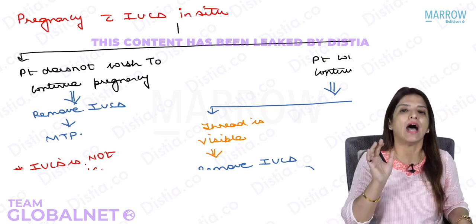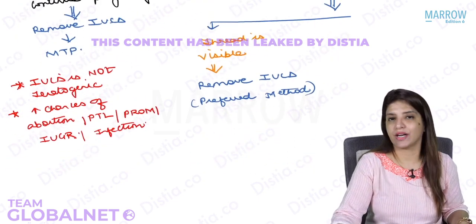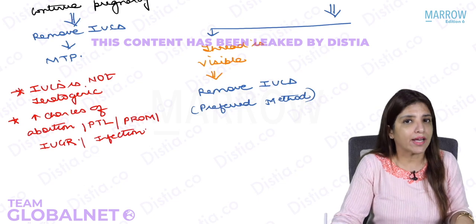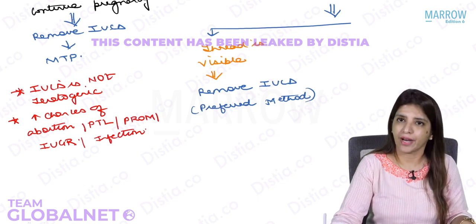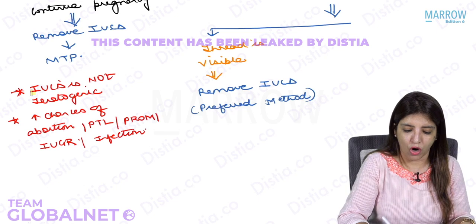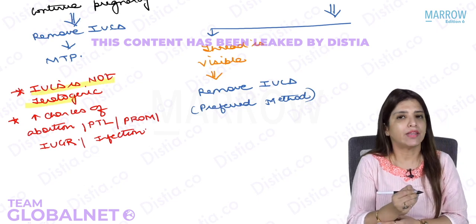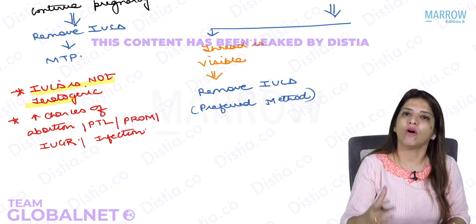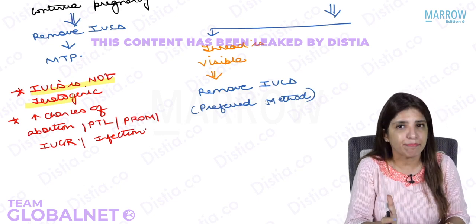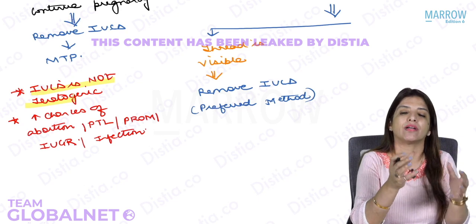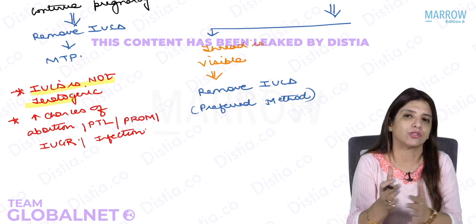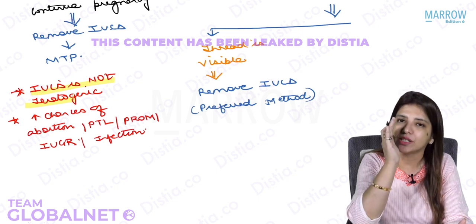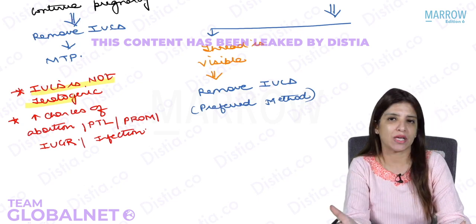Please remember, IUCDs are not teratogenic. So if the patient asks you for advice, can I continue? Yes, she can continue, because the IUCD is not teratogenic, number one. But on the other hand, you will also have to make the patient aware of complications which might happen if we are unable to remove the IUCD and she continues with the pregnancy. What are the complications which can happen if the IUCD is still there and pregnancy is being continued?